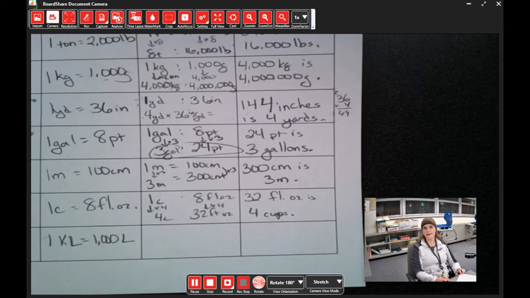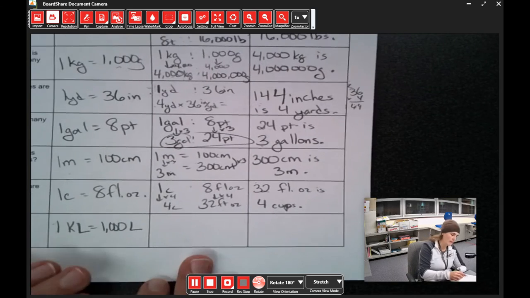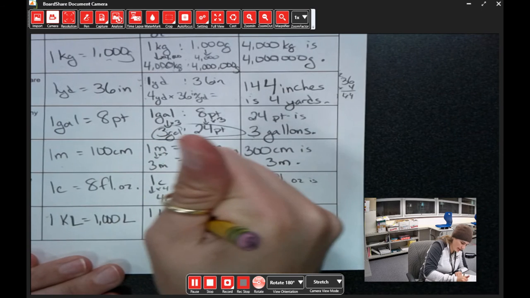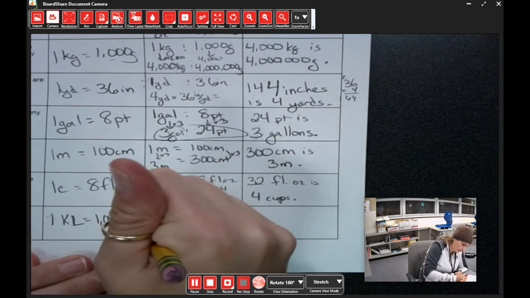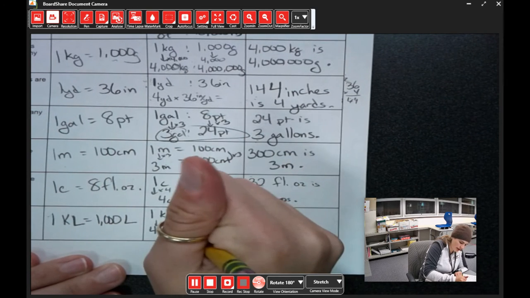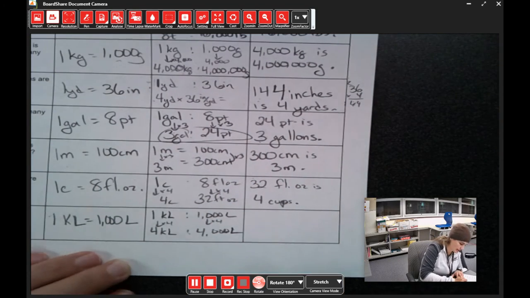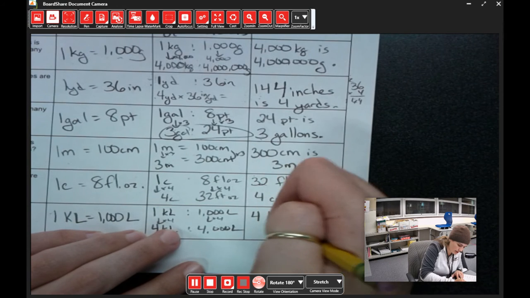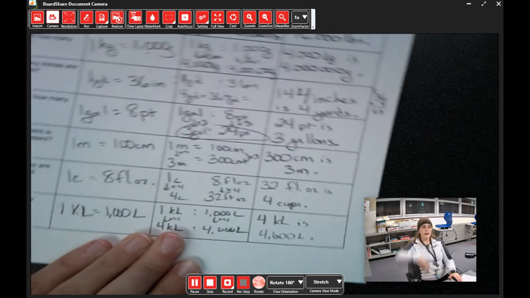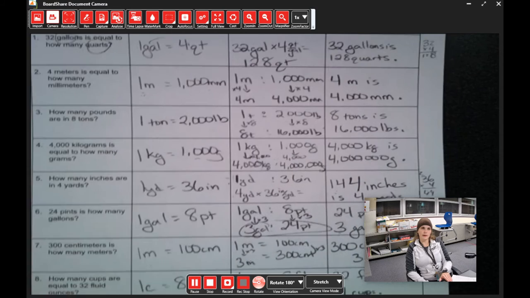And last but not least, 4 kiloliters is how many liters? 1 kiloliter is 1,000 liters. So 4 kiloliters times 4 will give me 4,000 liters. Write it as a sentence. 4 kiloliters is 4,000 liters, period. And those are all our conversions.